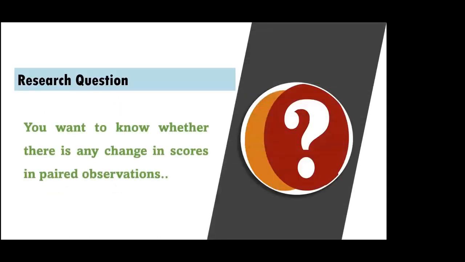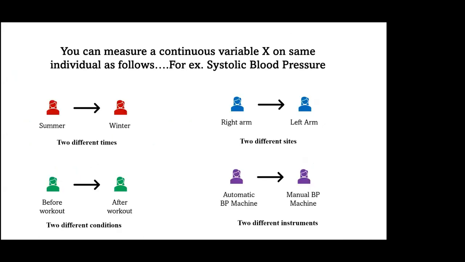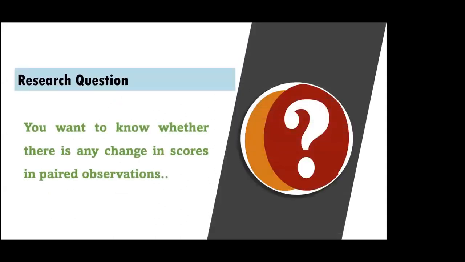So the research question is whether you want to know any change in scores, and this is for the continuous variable in the paired observation. And what do we mean by paired observation? Same set of individuals measured twice, or one individual having 2 observations, like in this case, right arm and left arm. This is also an example of a paired observation. Or one individual measured by 2 different instruments. This is also a paired observation. Or before and after an intervention. So all these are examples of paired observation. So the research question is, you want to know whether there is any change in scores in paired observation.